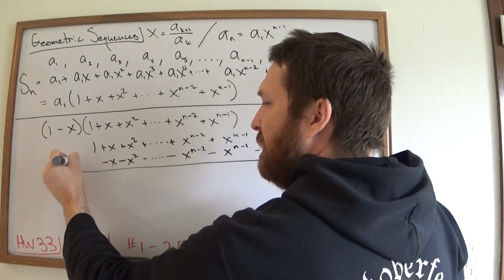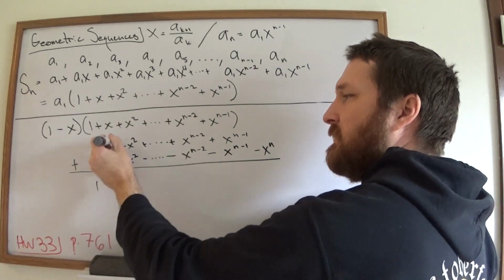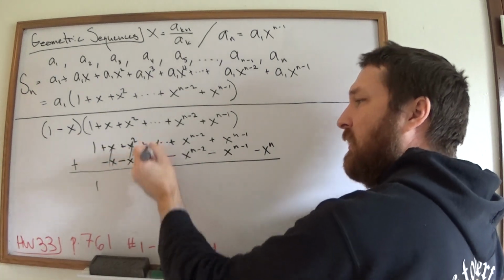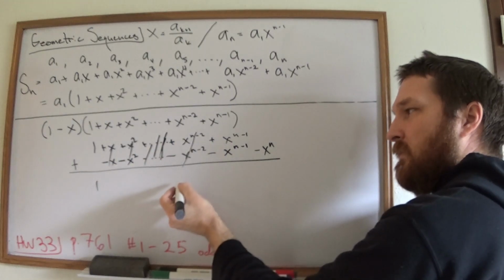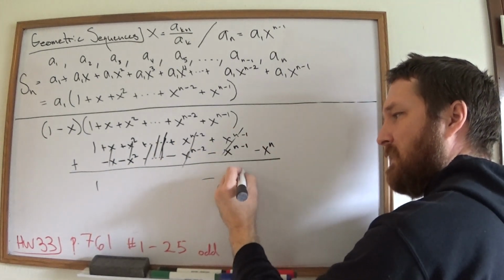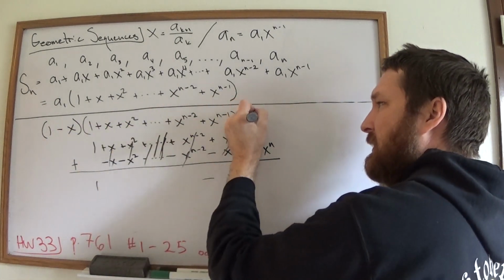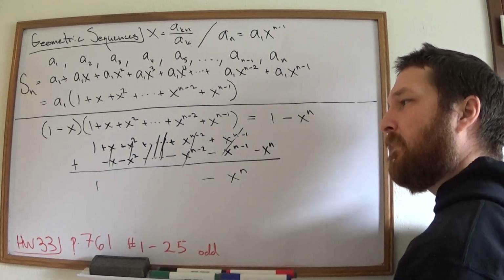Now I take all of these and add them together, and I get 1. Well, plus x minus x cancel. Plus x squared minus x squared cancel. And all of these guys cancel until I get to here. Those cancel. That one and that one cancel out, and what I'm left with is minus x to the n. And so, this times this is the same thing as 1 minus x to the n.